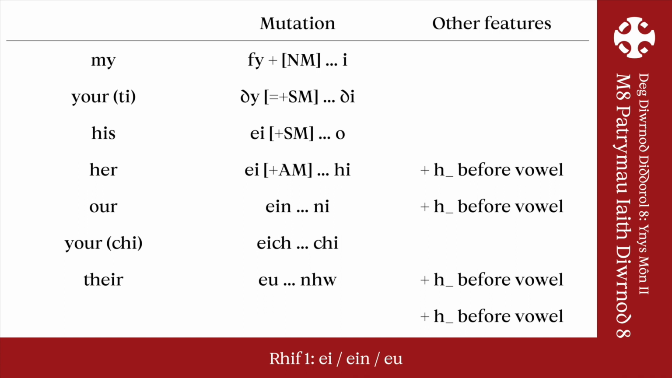A plus aspirate mutation he, plus an H before a vowel. Ein, ni, plus an H before a vowel. Eich, chi. Ei, nho, plus an H before a vowel. We now have the full pattern of possessions.